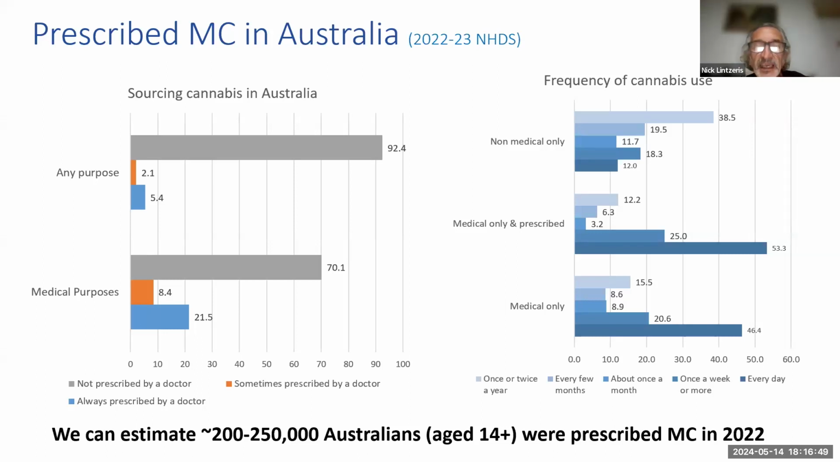It's possible to estimate that up to about 250,000 Australians aged 14 and over were prescribed medical cannabis in 2022. Now, to put that in context, this was a medication that was illegal before 2016. So within 5 to 6 years, we've ended up having 250,000 Australians using these medications.